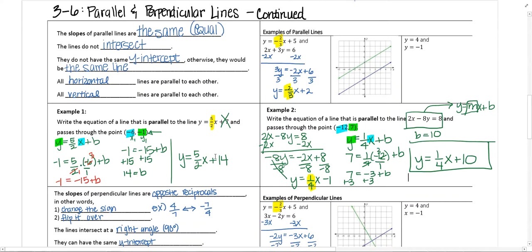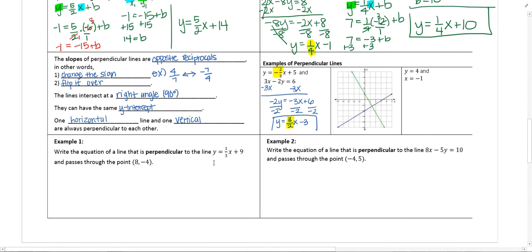Alright, so now for the second half of this, we're going to do a similar idea except with perpendicular lines. So remember, perpendicular lines have slopes that are opposite reciprocals. So the word opposite means they have a different sign, so they change sign. So if one of them is positive, the other one's going to be negative. Then the word reciprocal means to flip it over. So if it's 4/7, then it's going to be 7/4.